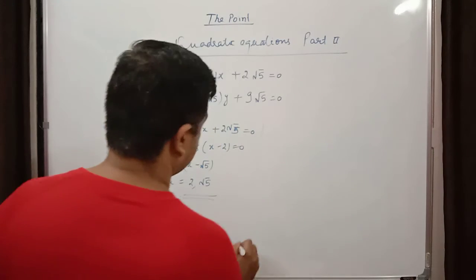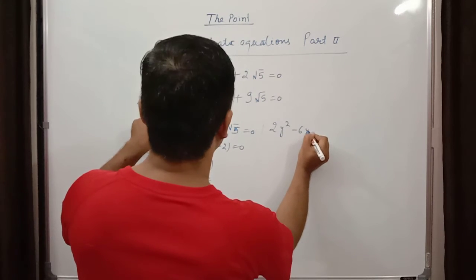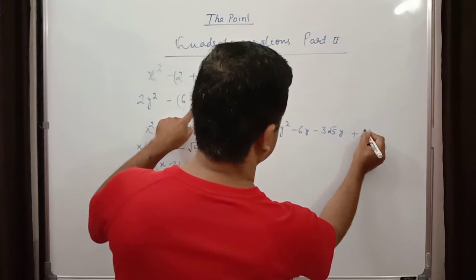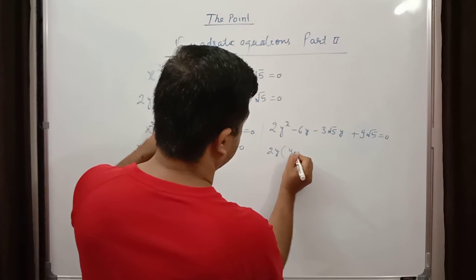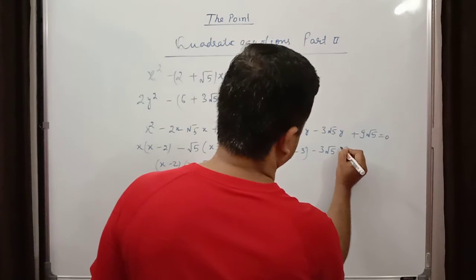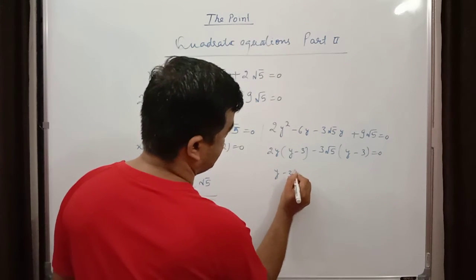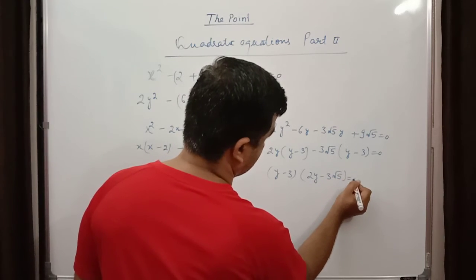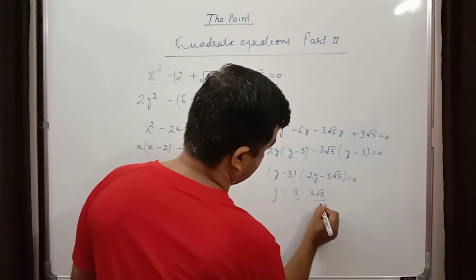Okay, so from here take this thing, 2y square minus 6y minus 3 root 5 y plus 9 root 5 is equal to 0. Take 2y common, y minus 3, root 5, then y minus 3 is equal to 0. y minus 3, 2y minus 3 root 5 is equal to 0. So roots of y will be 3 comma 3 root 5 by 2.